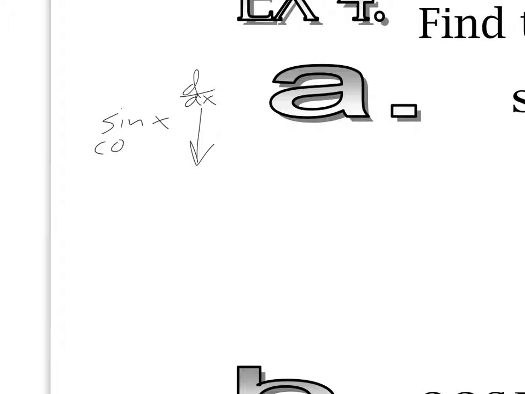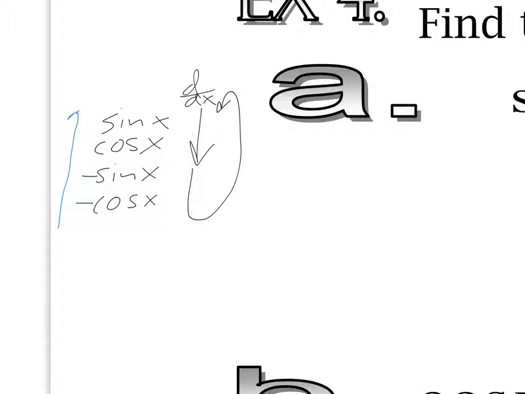So the derivative of sine is cosine. Derivative of cosine is negative sine. Derivative of negative sine is negative cosine. And then, of course, it just repeats, right? Well, that means that the antiderivative just goes the opposite direction. That's it. We just have to account for the constant.